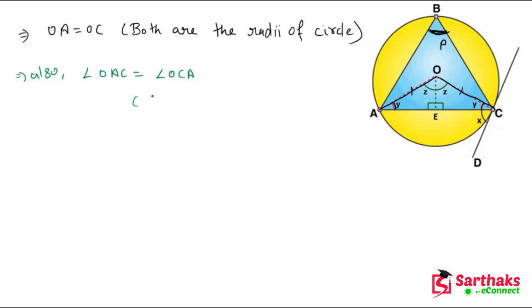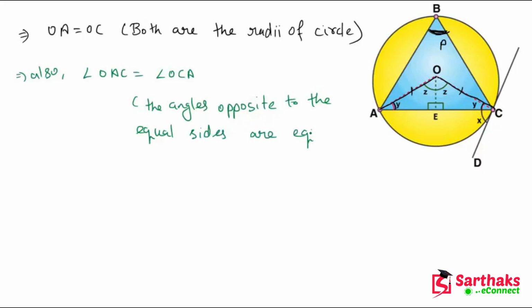Okay, because we can write this reason: the angles opposite to the equal sides are equal. I hope you get this point. Now we know that triangle OAC, this is what?